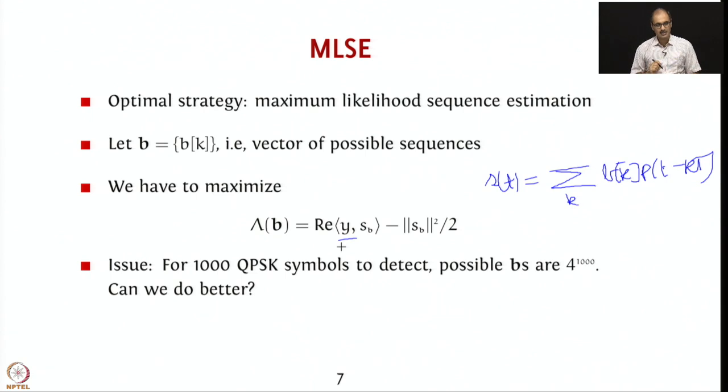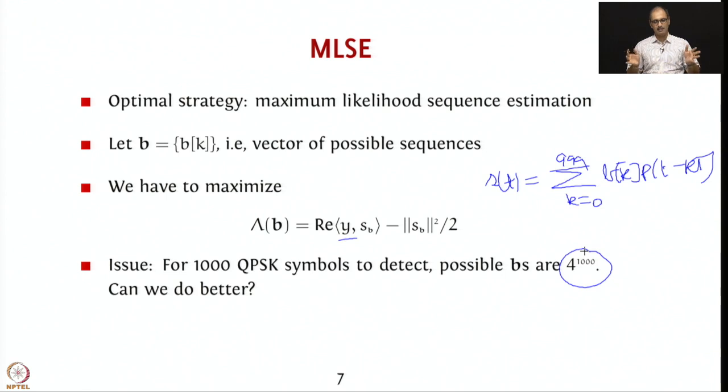Now, the problem here is that, let's say you take a group of 1,000 symbols. Let's say there are 1,000 QPSK symbols to detect. What is the number of possible s_b that you can consider? s_b are these, so let's say k equal to 0 to 999. The question we have to ask is, what are the possible b_k that can occur? It turns out that there are 4 to the power 1,000. Why? Because it can be four possible symbols in the first, four possible symbols in the second, four possible symbols in the third, and so on. Which means the total number of possibilities is 4 power 1000. A brute force search over 4 power 1000 is just not feasible.